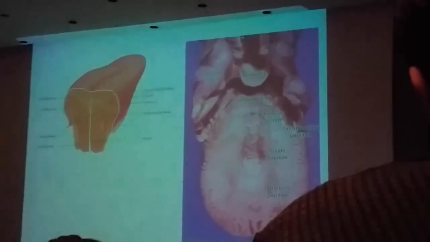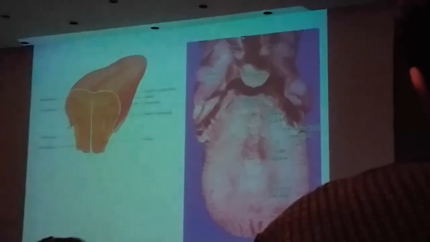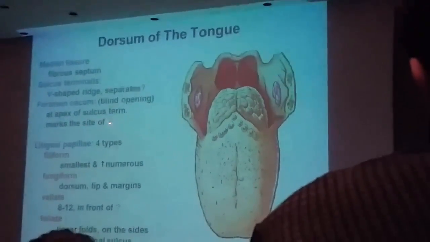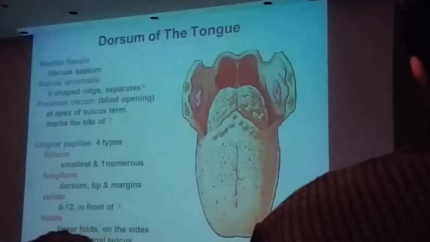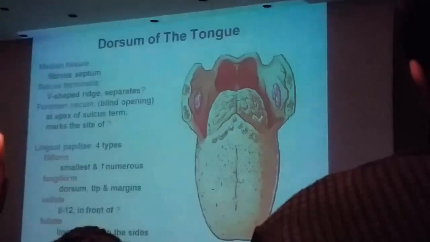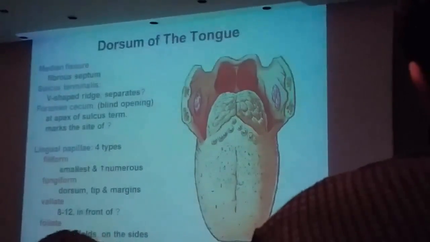The embryological remnant above, in the oral cavity, is the foramen cecum. So what is the foramen cecum? It's an obliterated foramen. What does it demarcate? It demarcates or marks the site of the thyroglossal duct in the oral cavity. It marks the area, or the origin, of the thyroglossal duct.